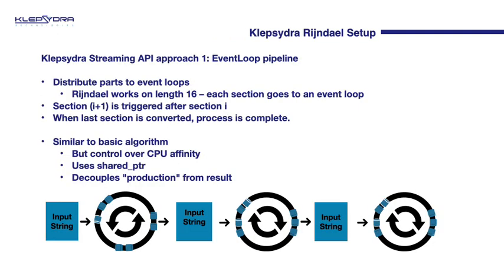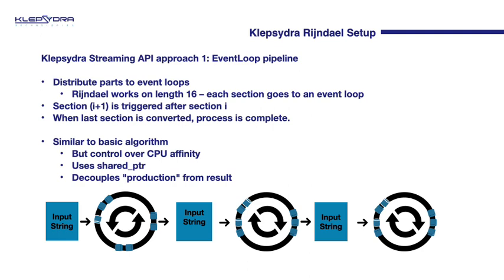So how do we do this with Klepsydra? One of the tools of the Klepsydra SDK is the streaming API. The streaming API enables acceleration of processor-intensive algorithms. In this case, we're going to show the two main approaches that can be done with the Klepsydra streaming API. So first, what we call the event loop pipelining.